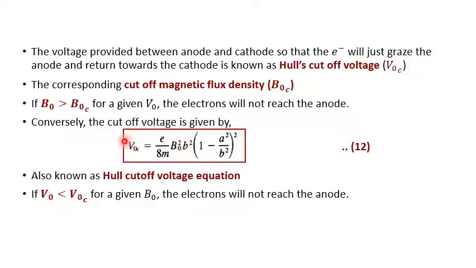Okay, so conversely, you can write the expression for the cutoff voltage in terms of the magnetic field as V naught c is equal to e by 8m B naught square b square into 1 minus a square by b square the whole square. This equation is also known as the Hull cutoff voltage equation. So if V naught is less than this cutoff voltage V naught c for a given value of magnetic field B naught, it means that the electrons will not reach the anode but it will return to the cathode.